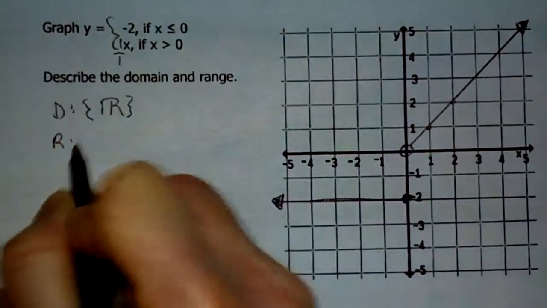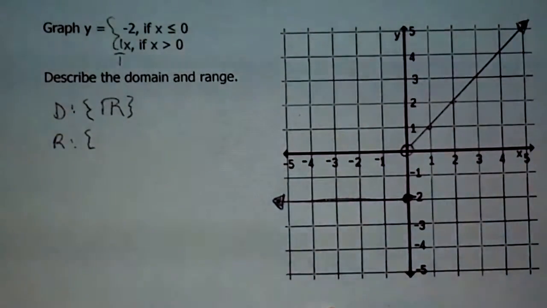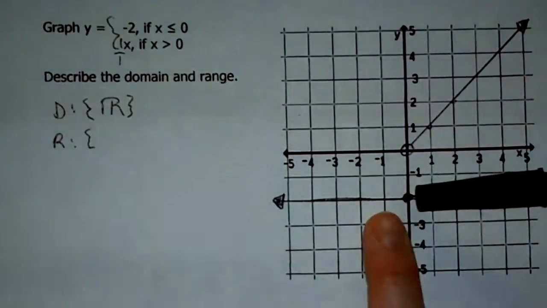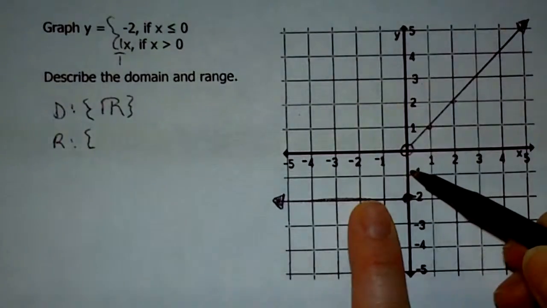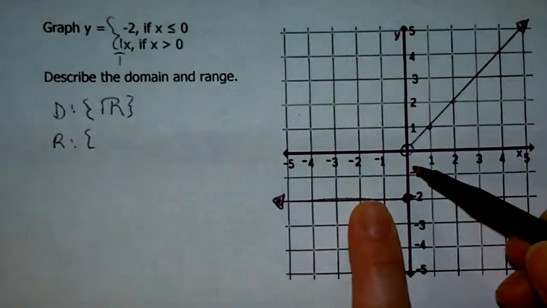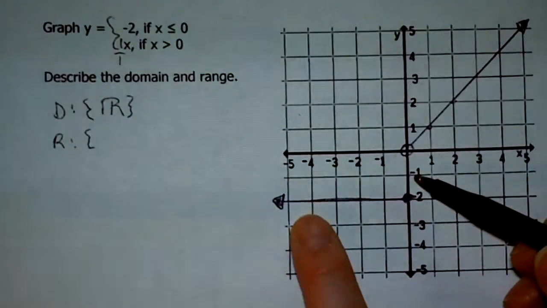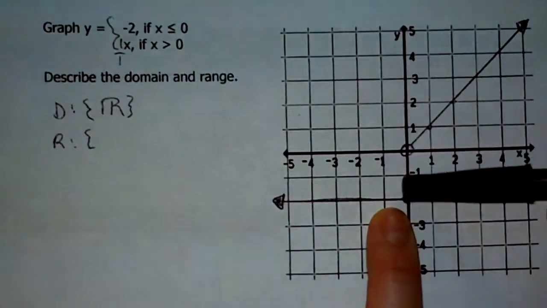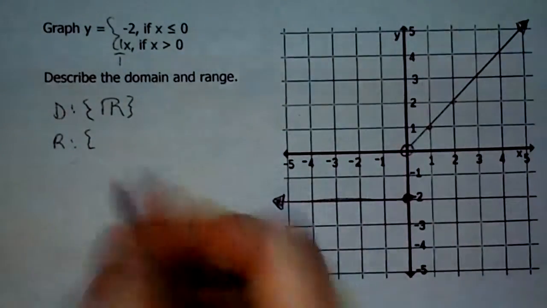And for my range, let's see. Y can be, well, y can be -2. I see that. Can y be -1? Or any value in between here? It can't. So I can't just say y is greater than or equal to -2 because it doesn't fit those pieces there. So I'm going to have a couple things here.